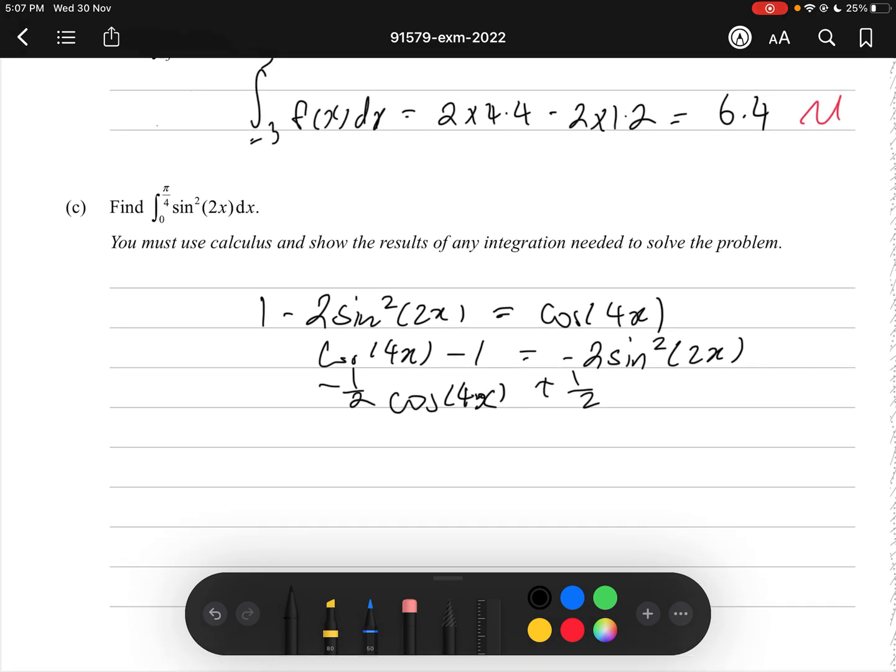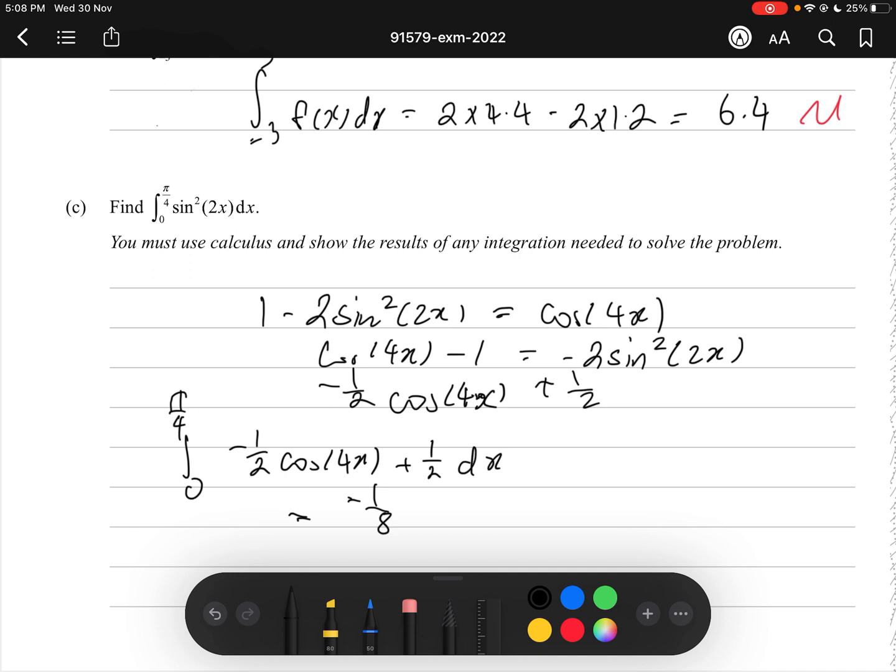Now we have a much simpler expression to integrate. We're just going to replace sine squared 2x with negative 1/2 cos 4x plus 1/2. So we're going to have the integral from pi over 4 to 0 of negative 1/2 cos of 4x plus 1/2 dx. In this case, we can just integrate cos. Cos integrates to positive sine. We're going to have negative 1 over 8. The reason it's negative 1 over 8 is because it's cos 4x. If you differentiate 4x, you're going to get 4, and when you integrate, you divide by the derivative of the inner function, which in this case is 4. So negative 1/2 divided by 4 is negative 1/8.